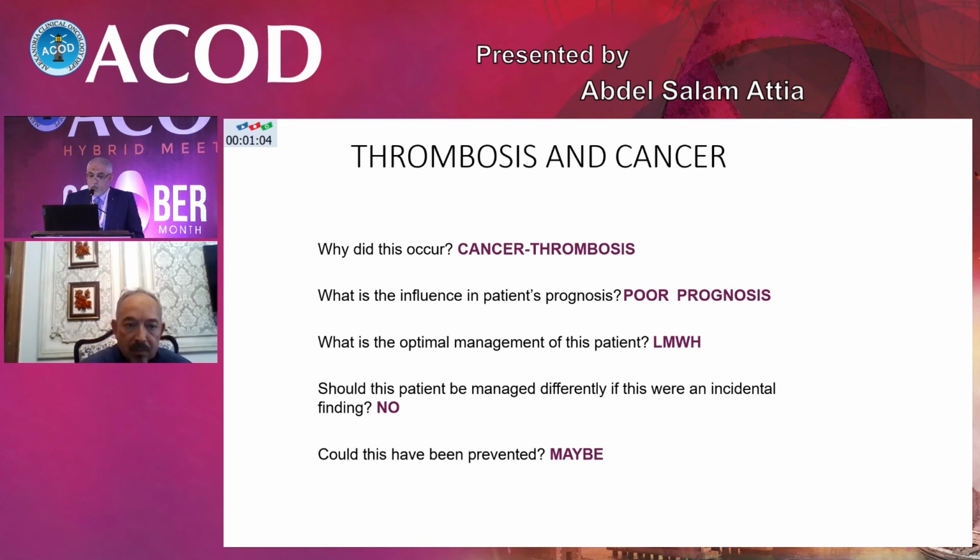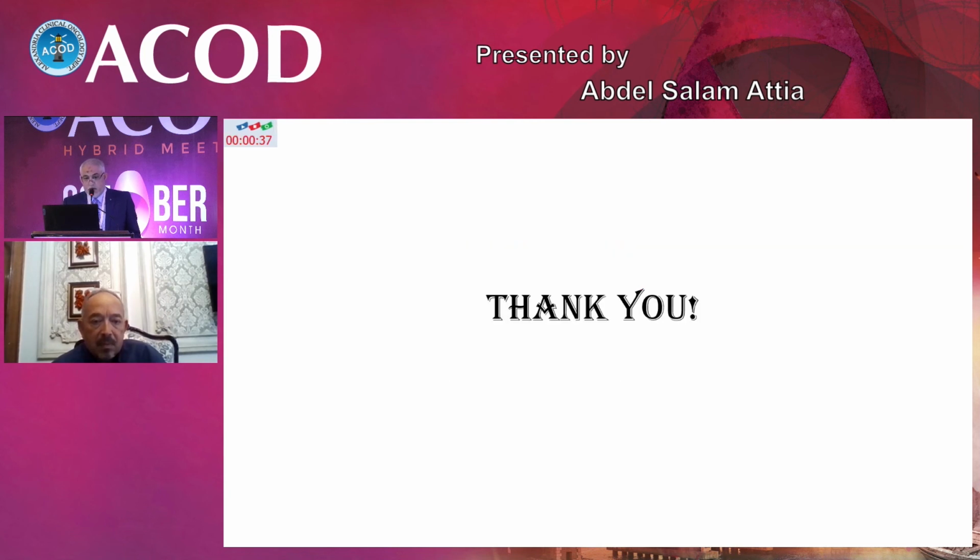So thrombosis and cancer, why did this occur? Because of cancer thrombosis, because of the risk. What is the influence on cancer prognosis? Usually it is poor prognosis, and actually it is really poor. What is the optimal management of this patient? Low molecular weight heparin. Should this patient be managed differently from an incidental finding? No. Could this be prevented? Yes. And by this I conclude. Thank you.